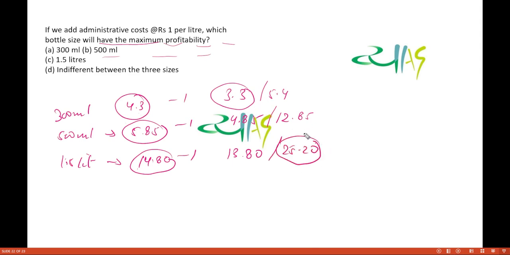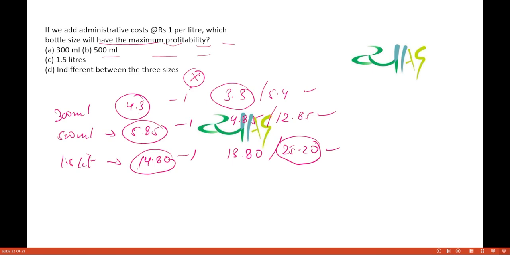Okay, so these were the cost prices for each. Now you can definitely tell which bottle size will have maximum profitability. So it will not be indifferent. Those will be not at all indifferent.